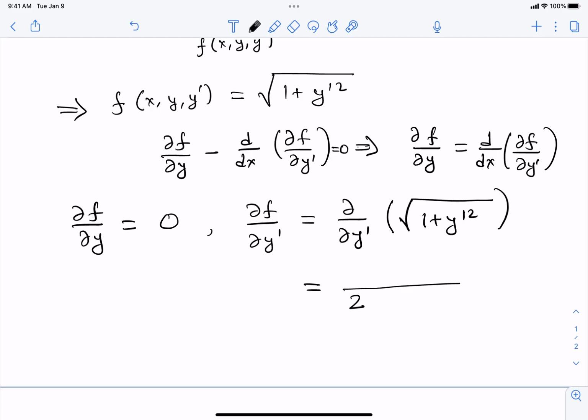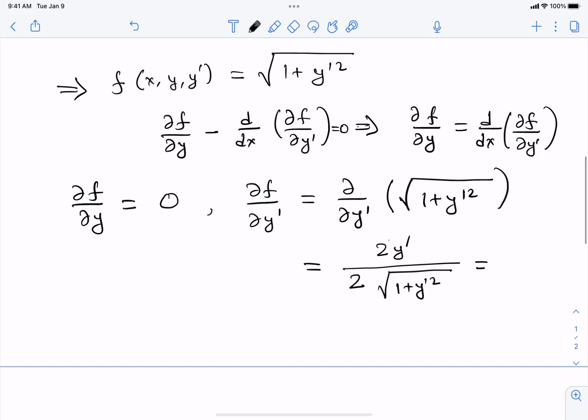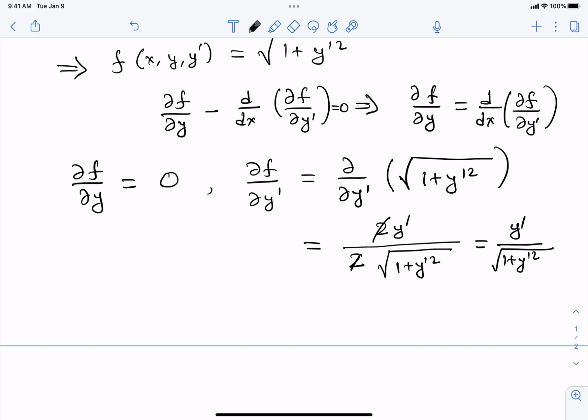the quantity in the bracket, so this would be 1 plus y prime square. It goes in the denominator, and then we have to differentiate with respect to y prime whatever is under the square root. So under the square root we have 2 y prime. So the derivative is going to be equal to y prime over 1 plus y prime squared under root. Okay, that's the derivative del f by del y prime.